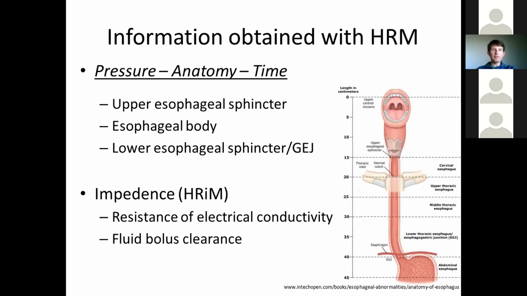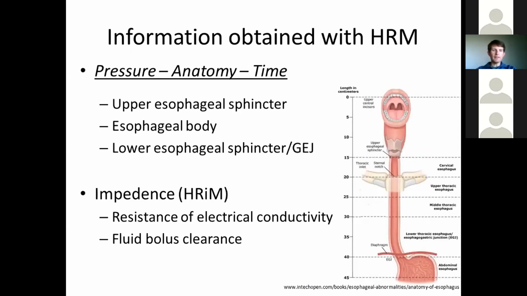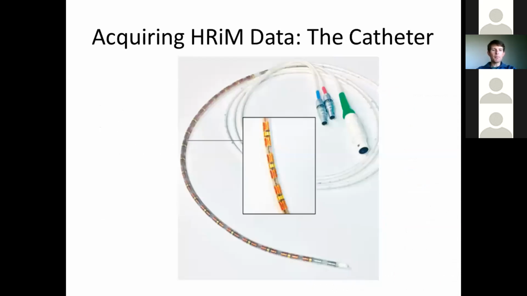You may also see that impedance is included in some of these studies. That's a fourth piece of information that is included in some high-resolution manometry studies. Essentially, this is just measurement of the resistance to electrical conductivity in the esophagus, which really ultimately gives us information about clearance of the fluid bolus from the esophagus. I'll go into a little bit more about that in the coming slides.